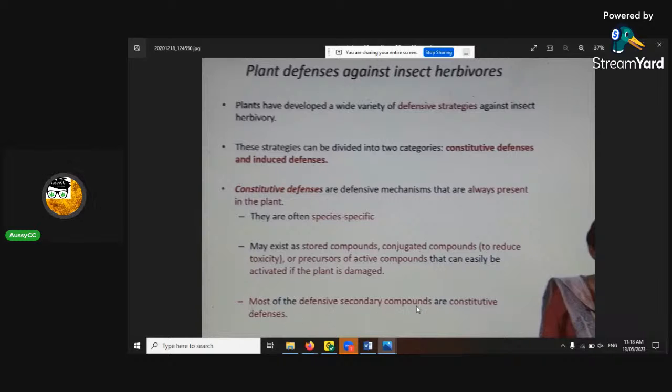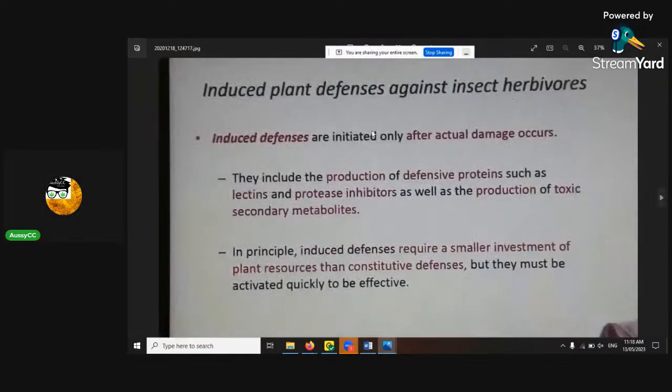Most of the defense secondary compounds are constitutive defenses, not induced. The induced ones are initiated only after actual damage occurs. So if you bend it, crack it, put it under UV, or if insects and pathogens bite it, get into it, and start messing with it, that's an induced defense. And that produces defense proteins such as lectins and protease inhibitors, as well as toxic secondary metabolites.